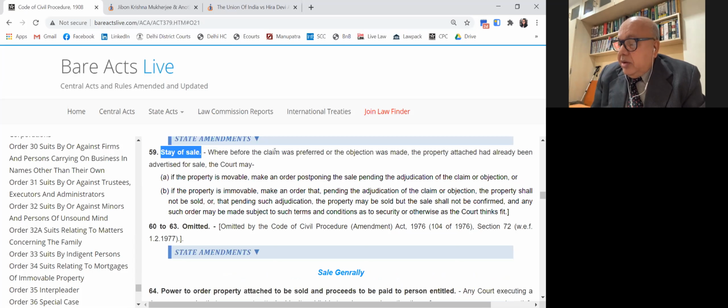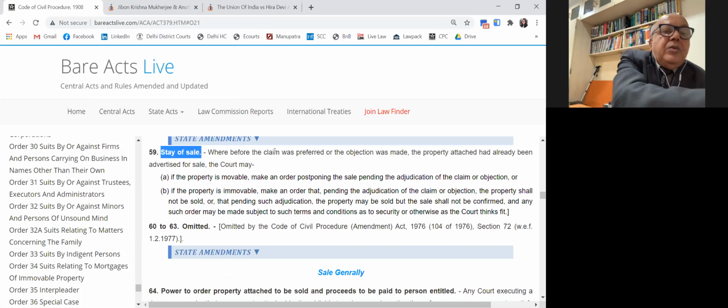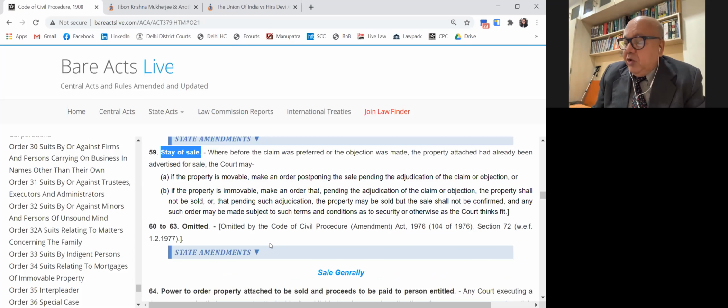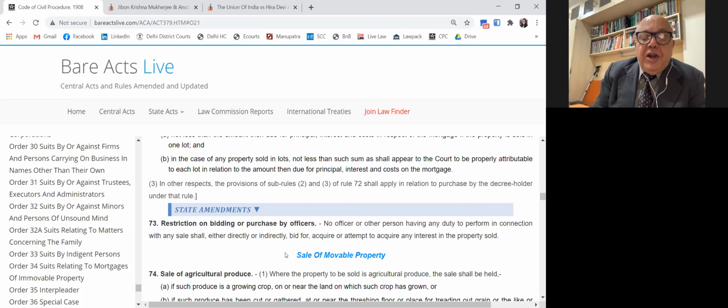Then where you can apply to the court for sale, Order 21 Rule 82. Important. Which court you can apply to? See, Order 21 Rule 82.